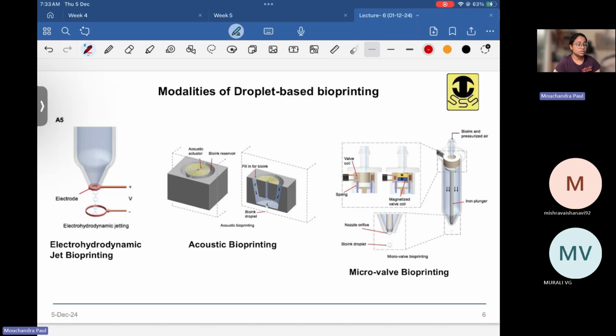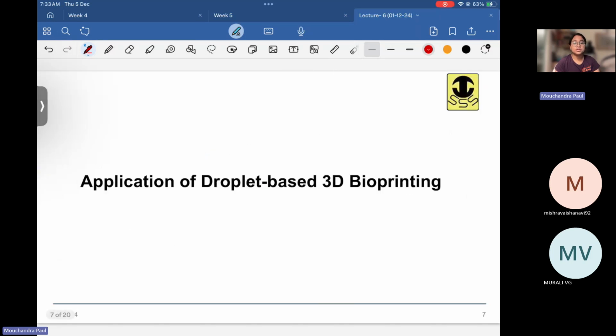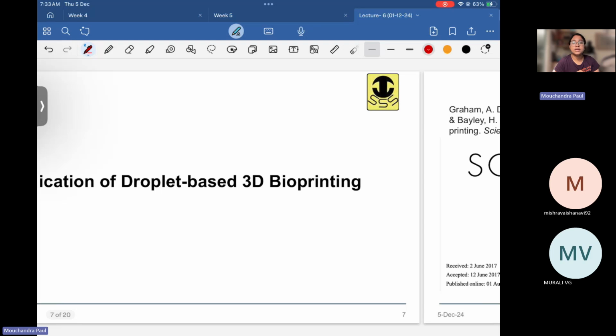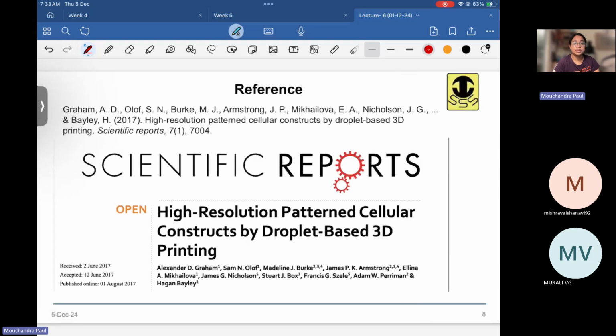Okay, so in today's class, as promised, we will talk about a research article on this topic. This is the article that we will discuss. It was published in 2017 in the journal Scientific Reports. It's a very good article in my opinion.